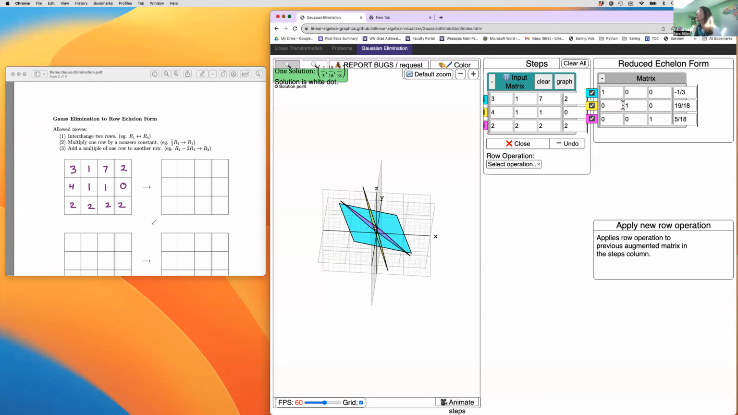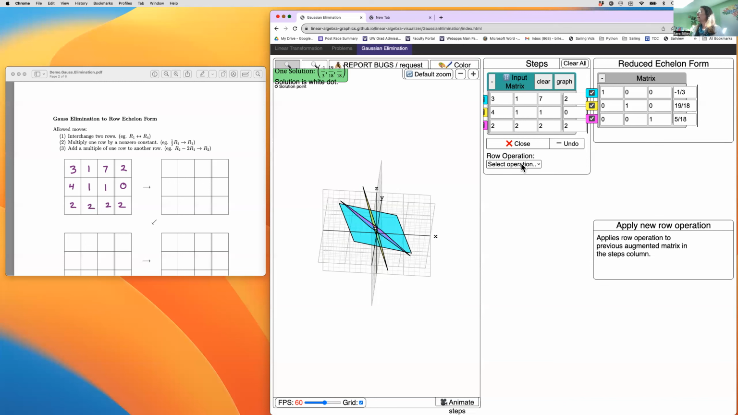And when I read this, what this means is that x is going to be equal to minus 1/3, y is going to be equal to 19 over 18, and z is going to be equal to 5 over 18. Problem's already done in some sense, right? But not exactly, because I was supposed to solve this with row echelon form, and this is just so that I could practice the algorithm.